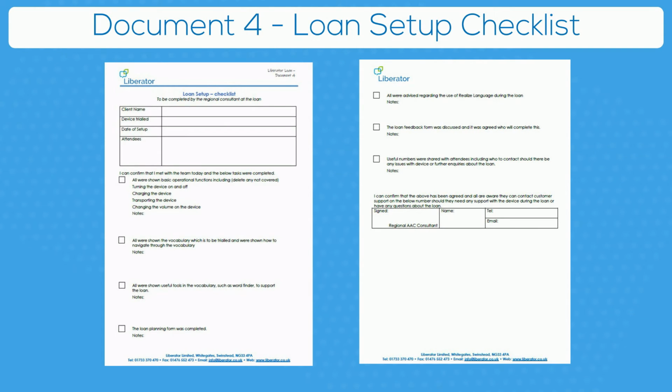During your loan setup meeting, your Liberator consultant will also go through your loan setup checklist. This document provides you with a record of your session in addition to any significant information which is discussed. You'll be given a copy of the checklist for your records, and on here you'll also be able to find contact details for your consultant should you need support during the loan. Let's take a look at a completed form now.